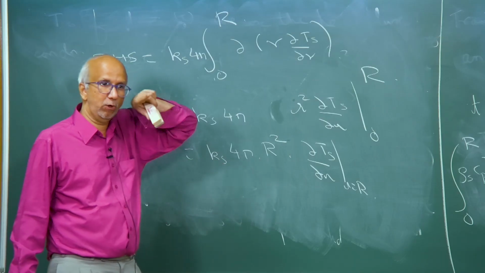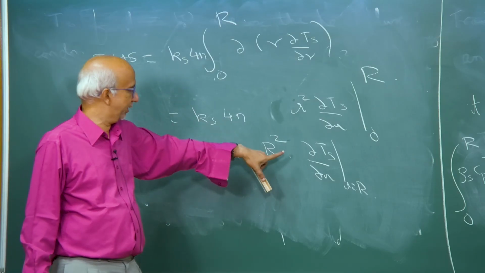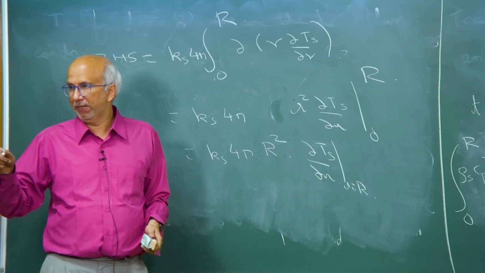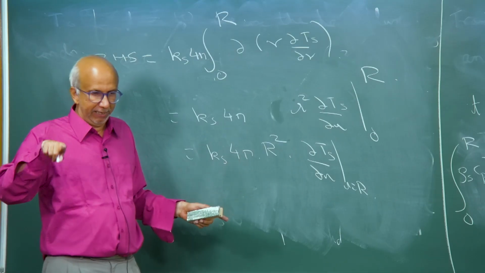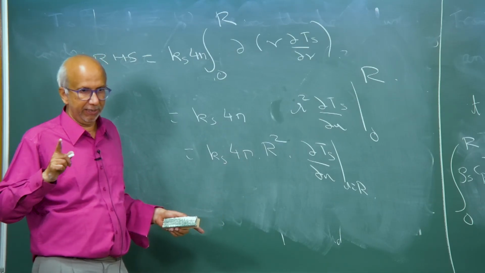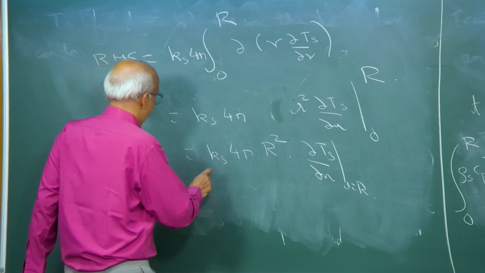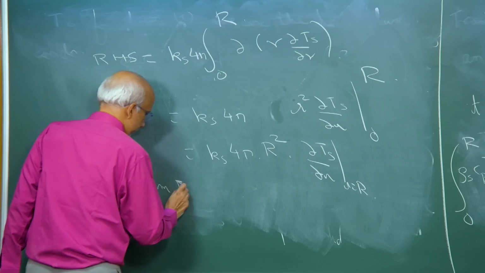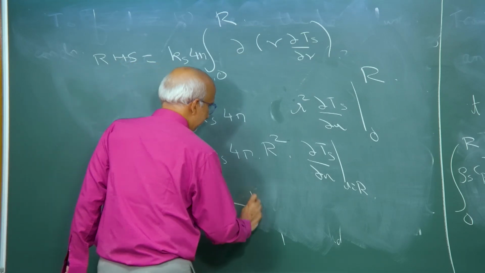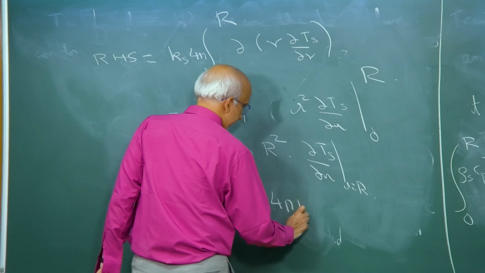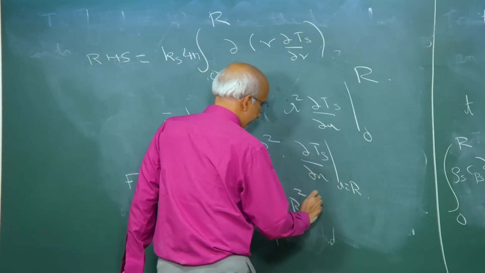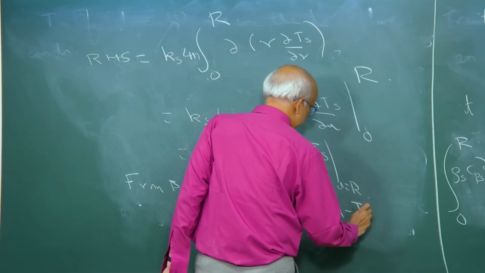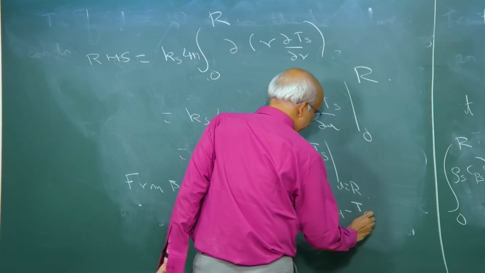From the boundary condition, what do I get? From the boundary condition, I know Ks dTs by dr is the heat transfer coefficient h times T minus Ta, or minus of that. So, from the boundary condition, this is equal to minus h times 4 pi R squared times (Th minus Ta).